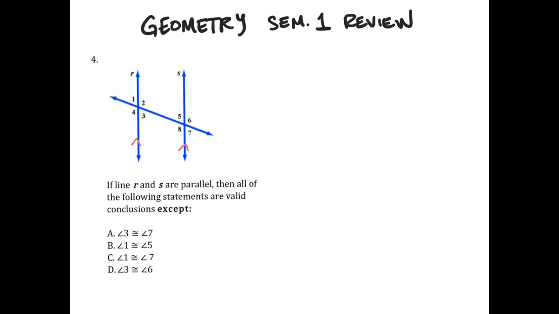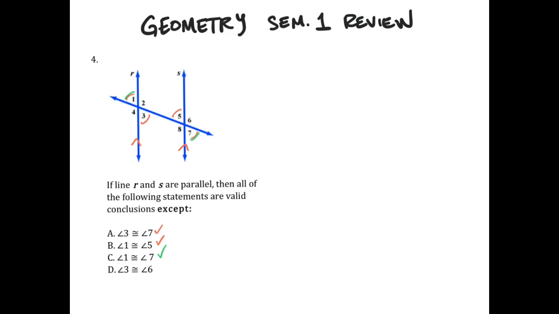So 3 and 7 are supposed to be congruent to each other, according to A. Are they really? Is angle 3 congruent to angle 7? Yes, because they're corresponding angles. Is angle 1 congruent to angle 5? And the answer is yes, because those are corresponding angles. And then is angle 1 congruent to angle 7? And the answer is yes, because those are alternate interiors.